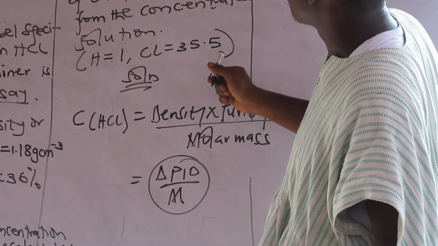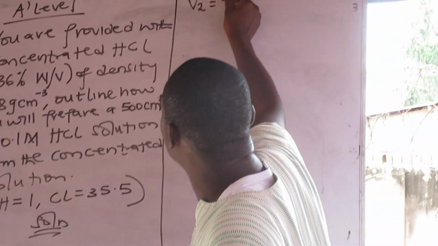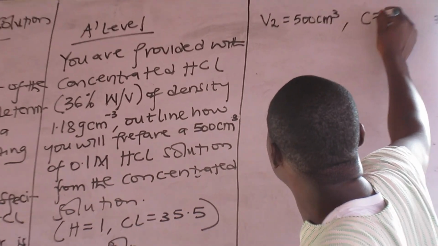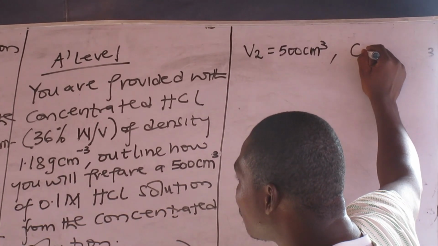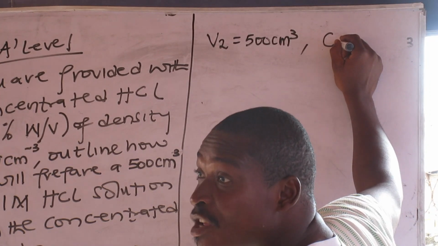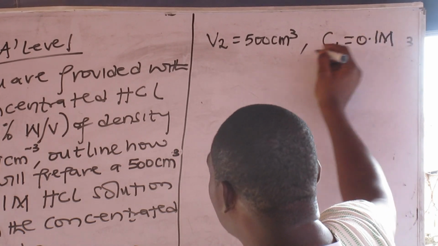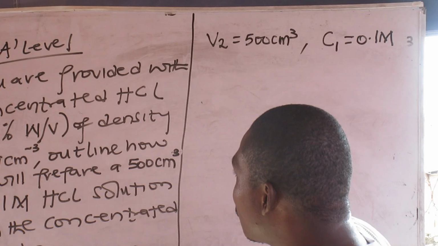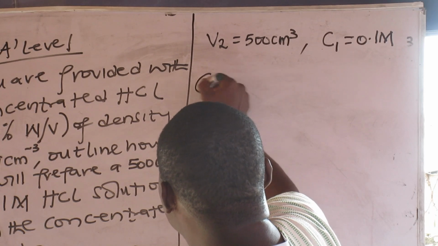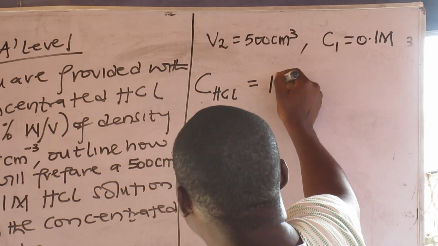Now let's go. Remember, now they said you will prepare this. It means this is a V2. You agree? This is a C2. Or is it a C1? Let me see. How you will prepare a 500 cm cube of, okay, that's a C2, eh? So this is a C1. That is the first concentration, right? Okay. We have everything here, okay? Good. So, let's see. So, concentration of the HCl is given by the density, 1.18.